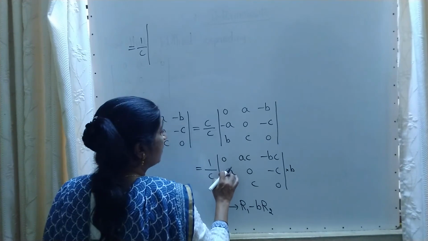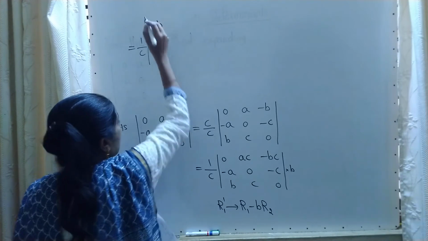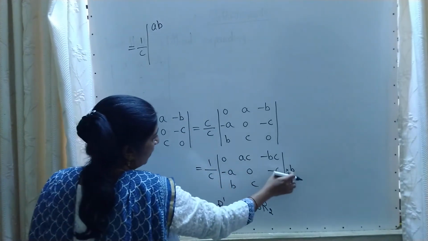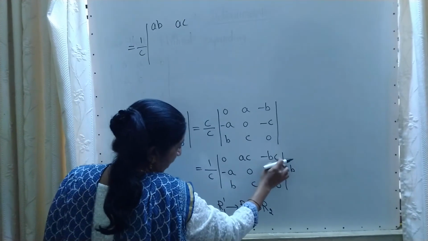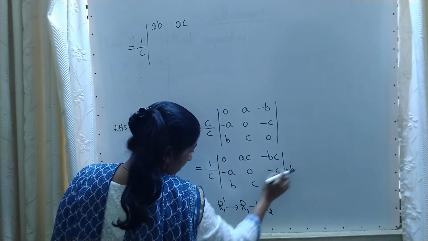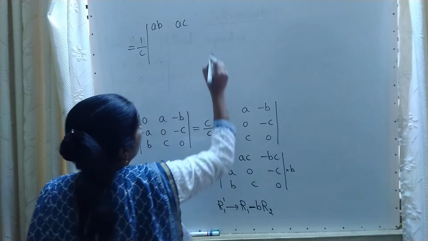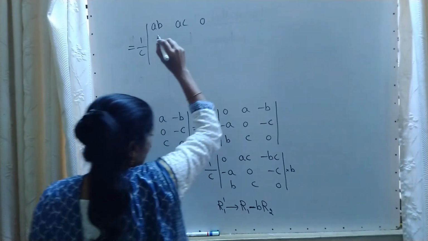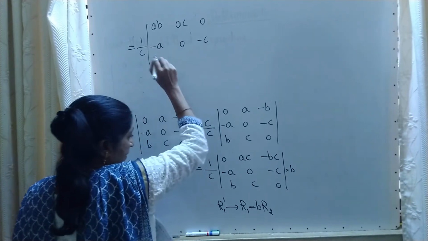Already minus is there. It becomes plus, and that means 0 plus AB. So this is AB. And it is AC. 0 into B is 0. There is no change. This remains AC. This is minus BC and it is also minus BC, but we are going for subtraction. Minus changes to plus. So minus BC plus BC is 0. Now it is minus A, 0, minus C.